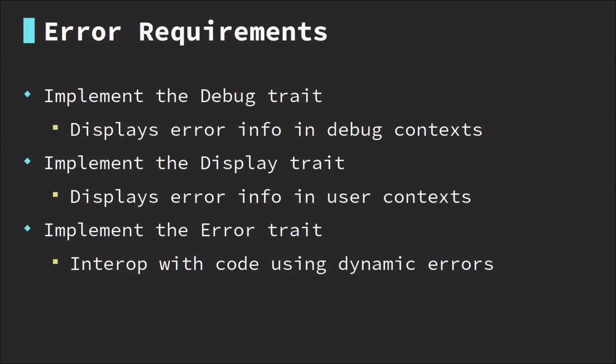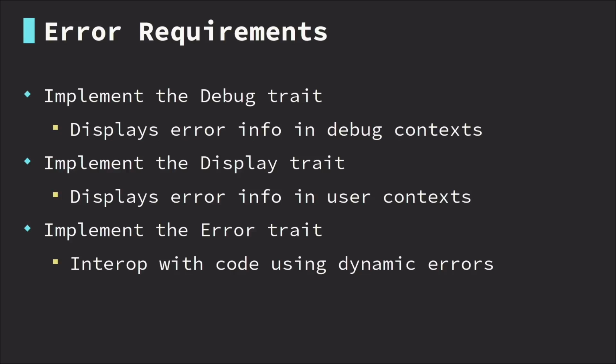Having a proper error type has a few requirements. First, you need to implement the debug trait, which can be derived. The debug trait is for displaying what happened in the context of development and debugging. You also need to implement the display trait, which has an example in the standard library documentation, so it can just be copied and used really easily. The display trait is considered a user-facing trait, so the message should reflect this.